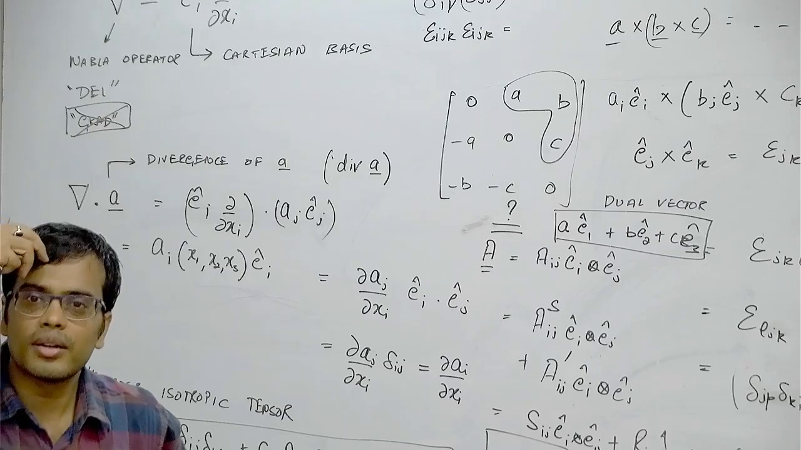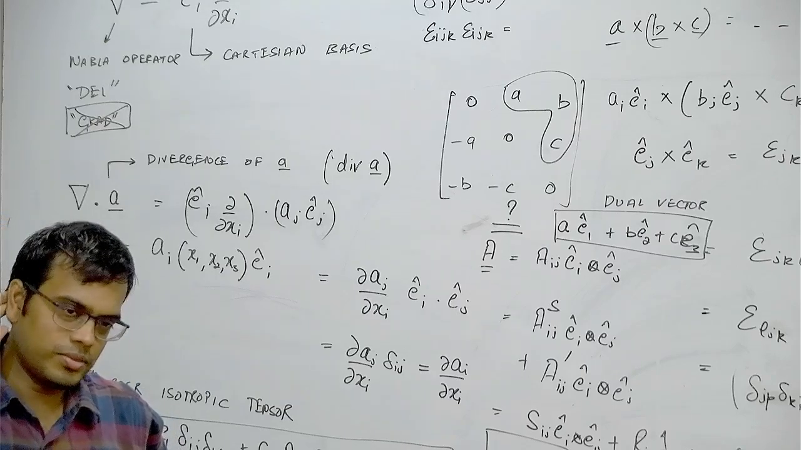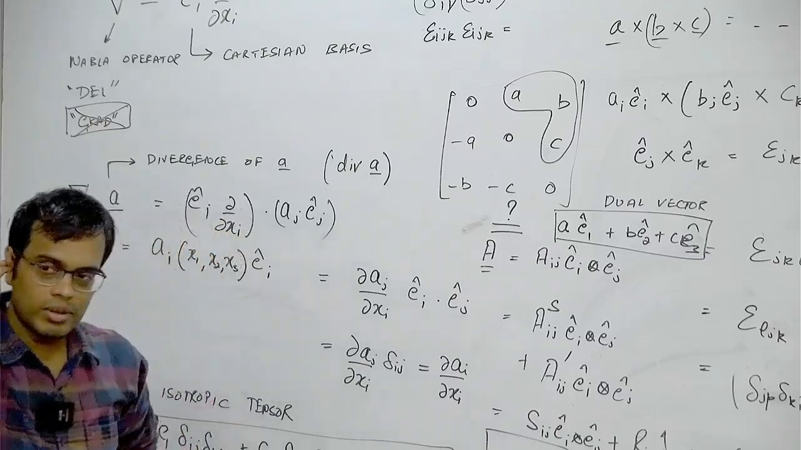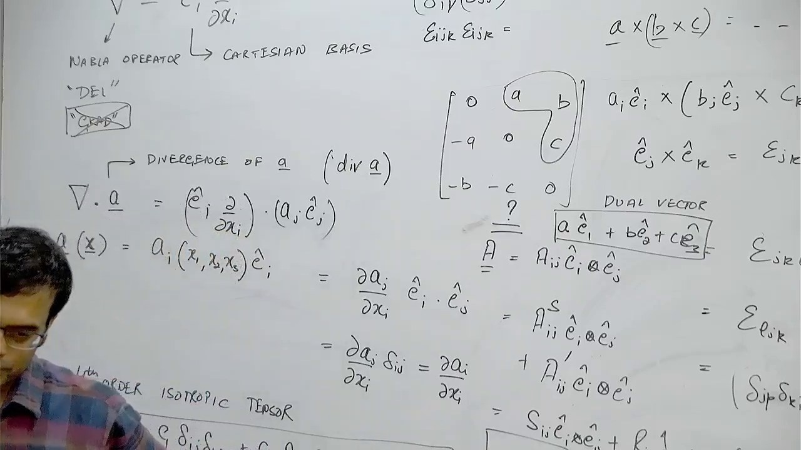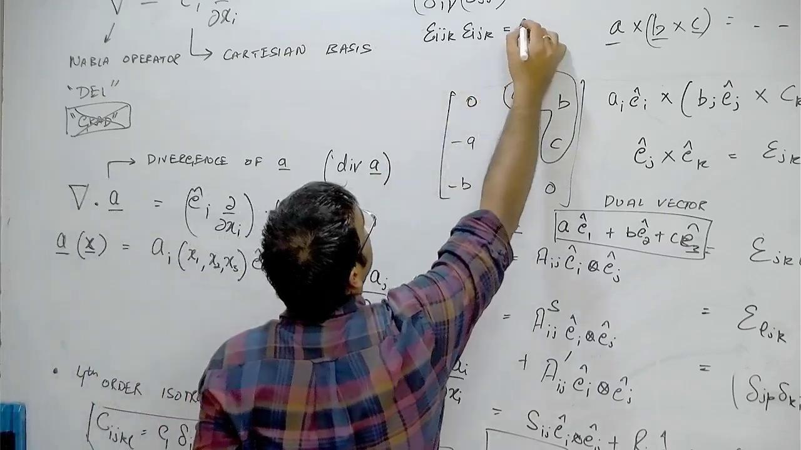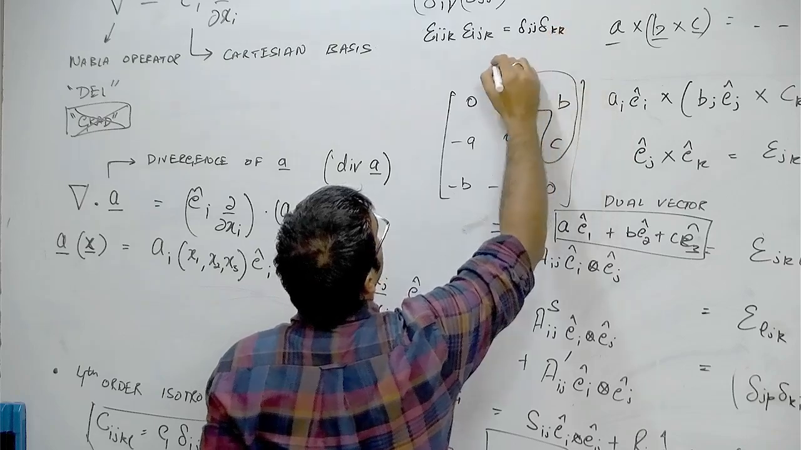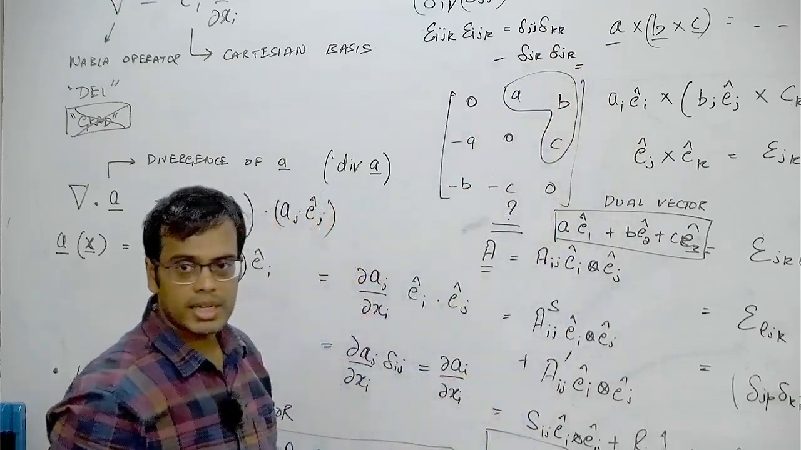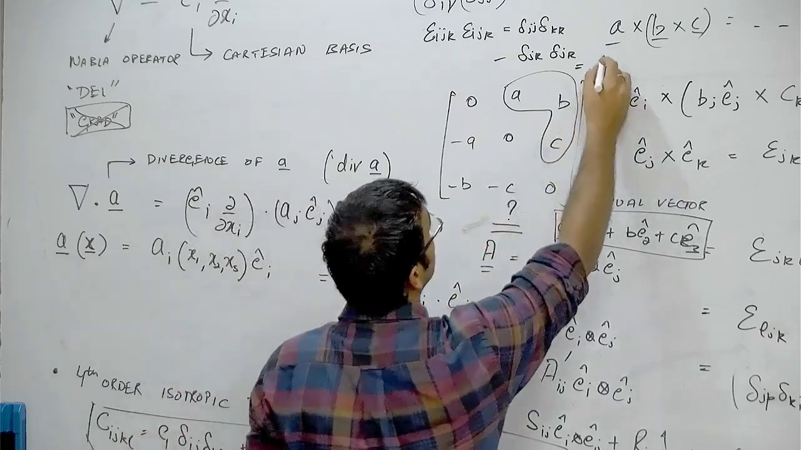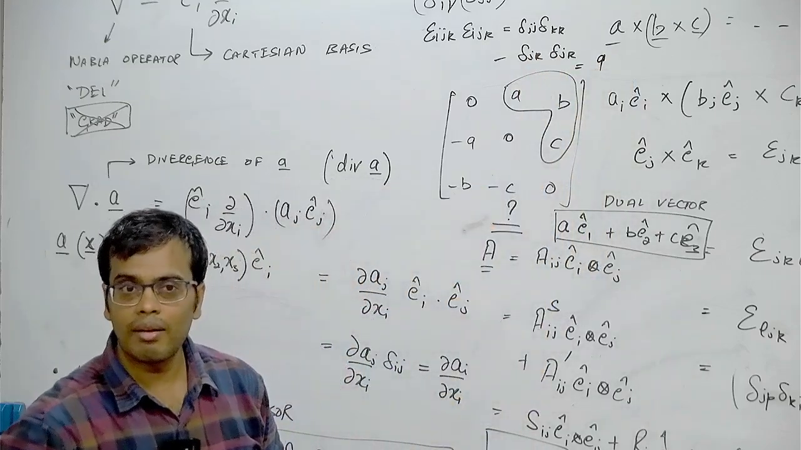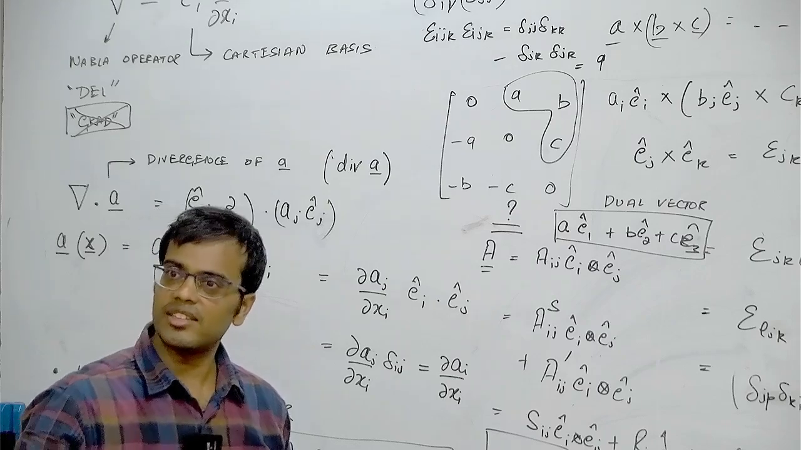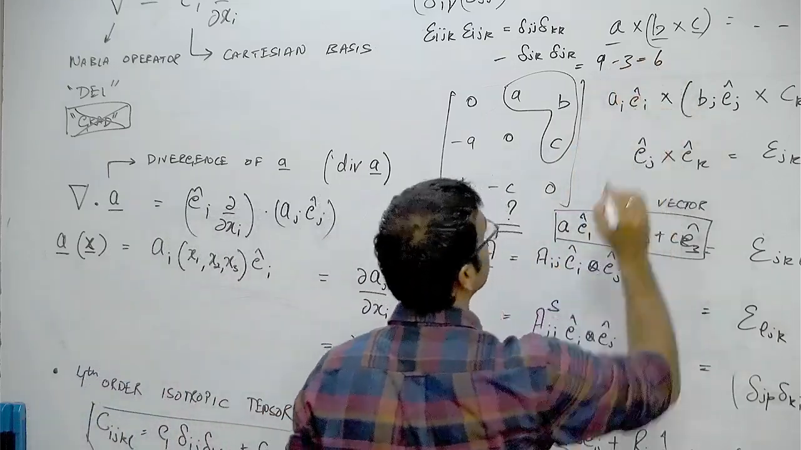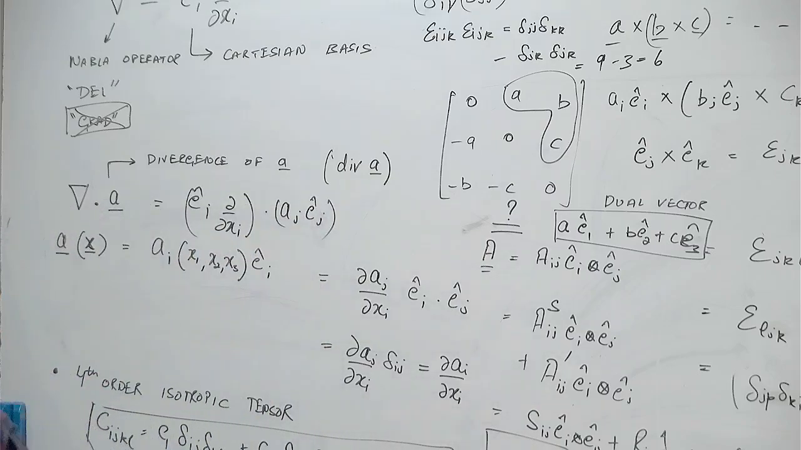You raised your hand, 1? No, 9. Just apply the delta epsilon delta identity, see what you get. So this is delta jj times delta kk minus delta jk times delta jk. What is delta jj times delta kk? What about delta jk times delta jk? Delta jk times delta jk is delta jj, which is 3.